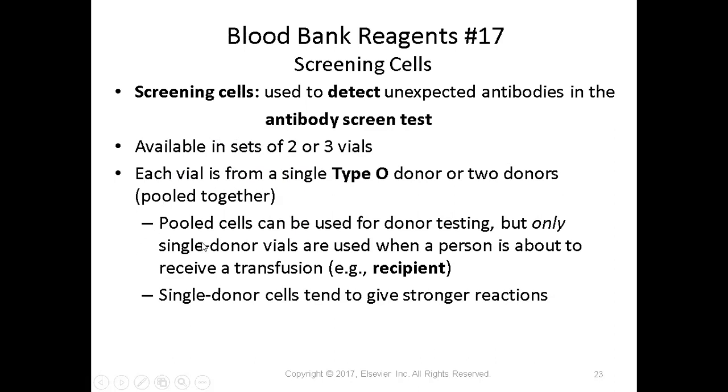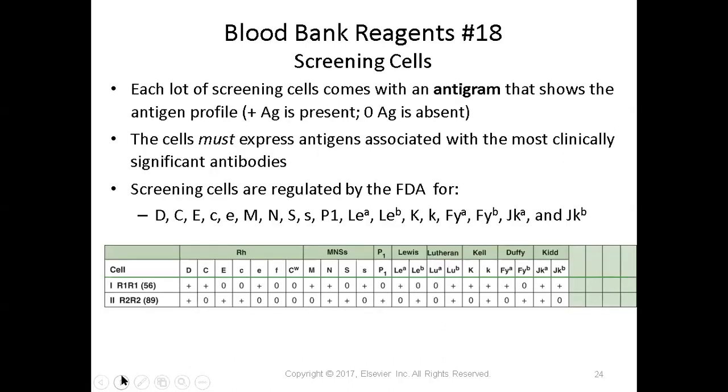So pooled cells are only acceptable for donor testing. If you were working at the Red Cross or a blood donor center, they could be used there. But when you're working in a hospital clinical lab, we can only use single donor vials to test a person who's about to receive a transfusion, and that person is known as the recipient. The single donor cells tend to give stronger reactions, and we don't want to make any mistakes here, so very important.